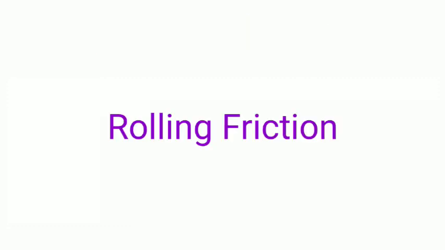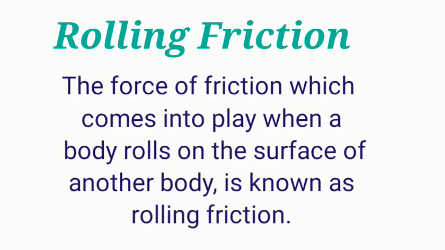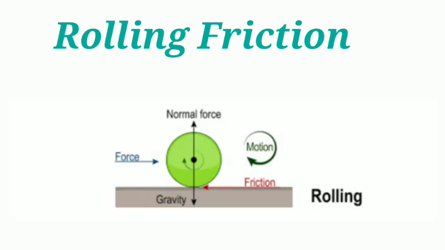Come to the next, rolling friction. In this friction, the force of friction which comes into play when a body rolls on the surface of another body is known as rolling friction. Now just see this example. In this example, a ball is rolling on the surface of the table. So the friction is applied between the ball and the table. So this friction is called rolling friction.